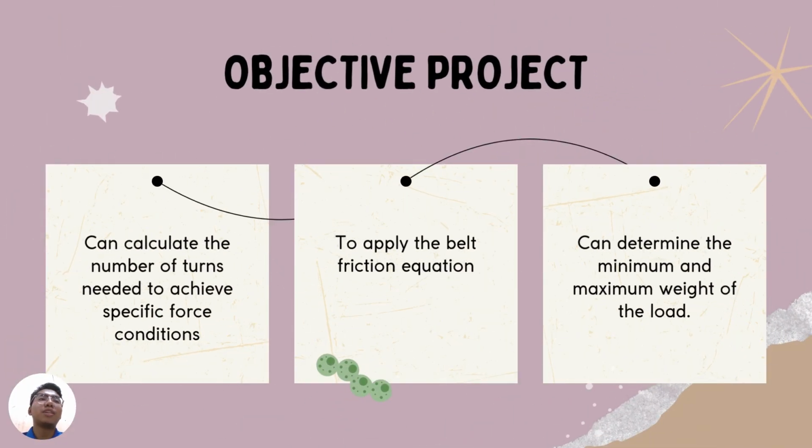What is the objective of the project? The objective for this topic is that we can calculate the number of turns needed to achieve a specific force condition, and we can apply the belt friction equation. We can also determine the minimum and maximum weight of the load.